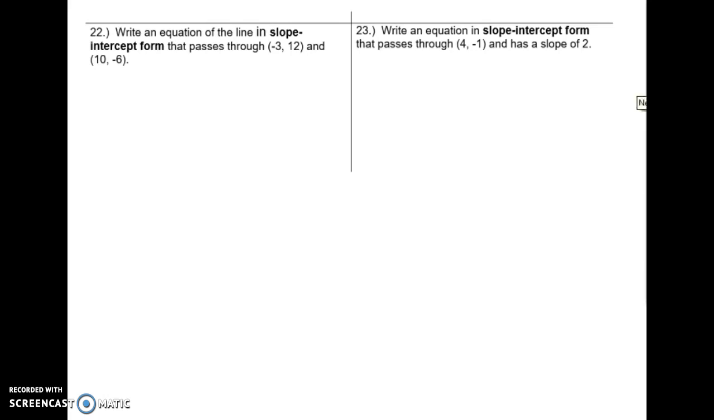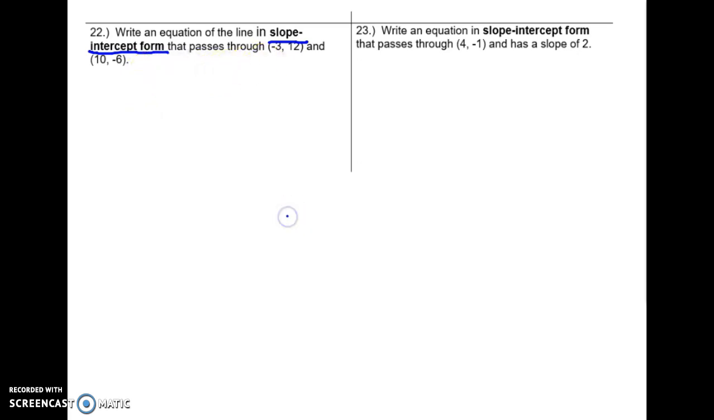Okay, 22. It says write the equation of a line in point slope form. Actually, it says in slope intercept form. Sorry. My key had point slope form. We may have changed it. So we're going to write it in slope intercept form for this one.